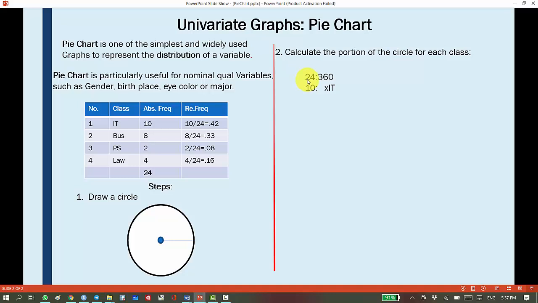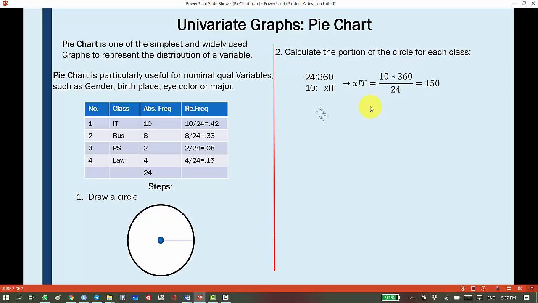We know that all 24 students occupy all 360 degrees of the circle. Then how many degrees would go to 10 IT students? That is, 24 is proportionate to 360 degrees, then 10 is proportionate to XIT. Using the fundamental property of proportion, we can find that XIT is equal to 10 times 360 degrees divided by 24, which is 150 degrees. In other words, the portion of the circle which belongs to IT students is 150 degrees.